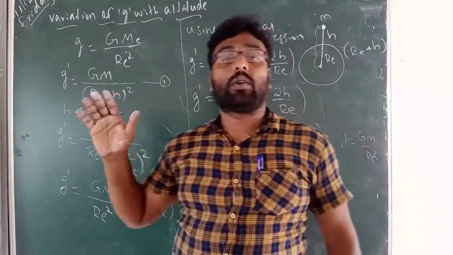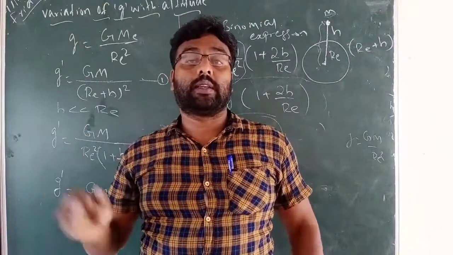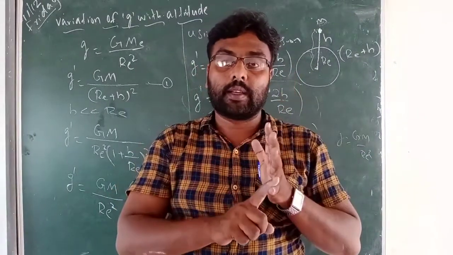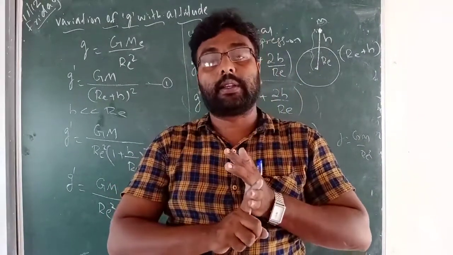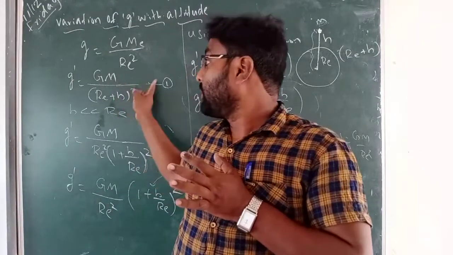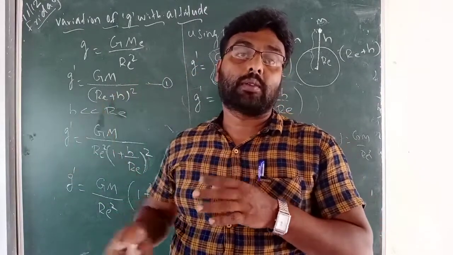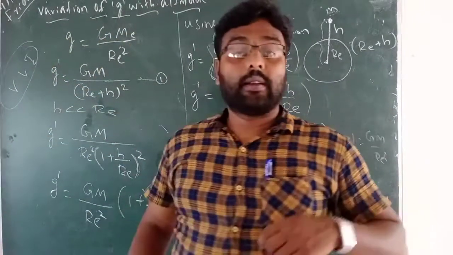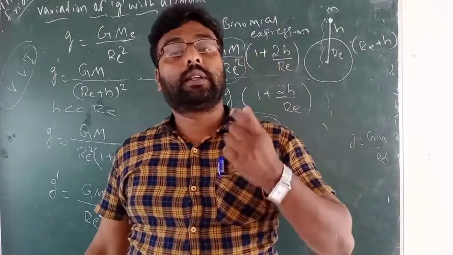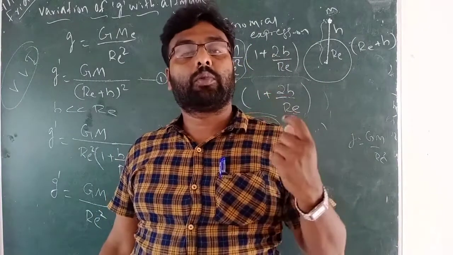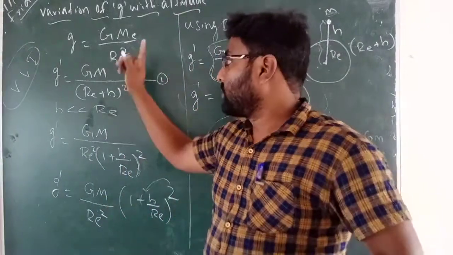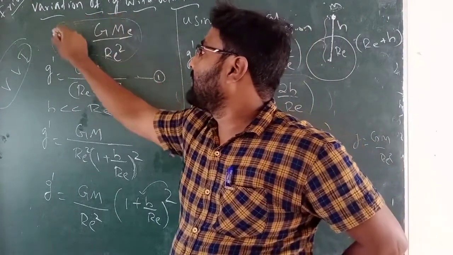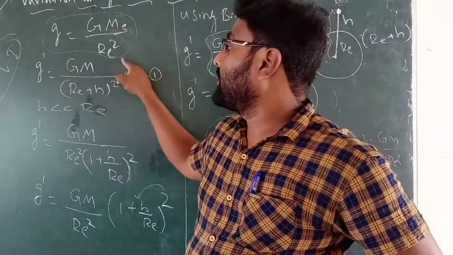This is one of the important 3-mark questions. Now two derivations are there: variation of g with altitude and variation of g with depth. You can mark it as very very important. And the next one, variation of g with depth, is also a very very important 5-mark question. Here we know that the general expression for gravity is g is equal to GM_e by r e square.